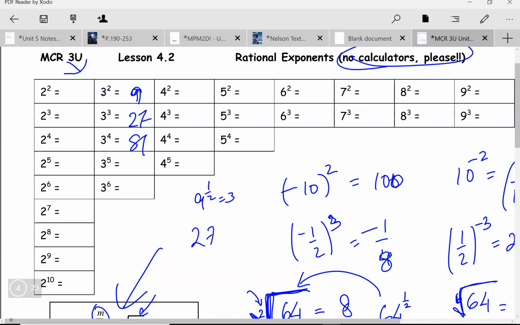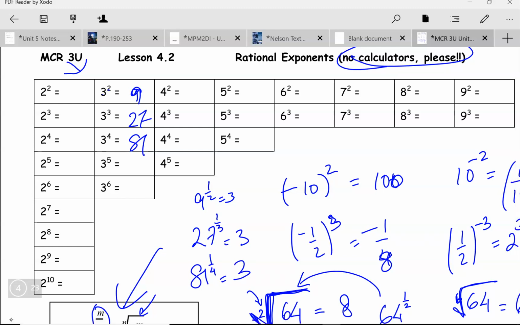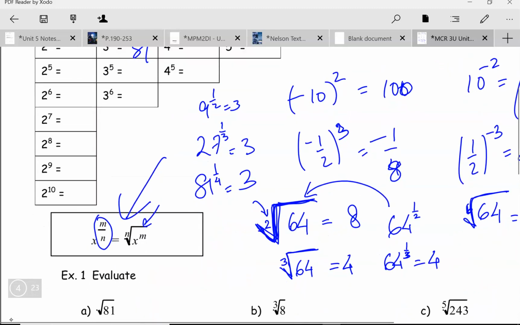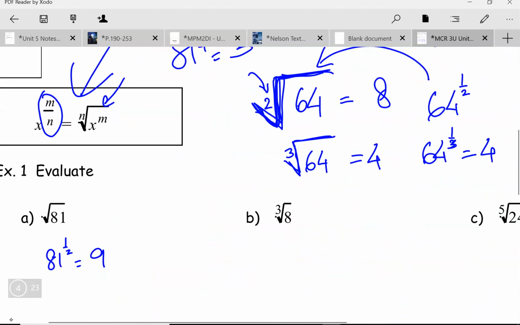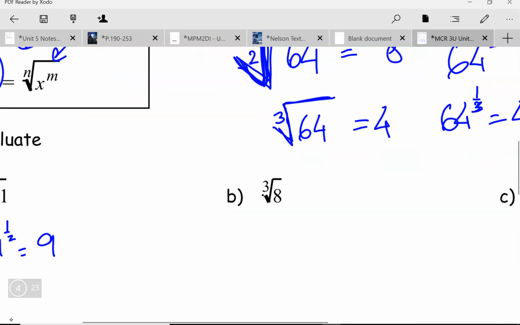27 to the power of 1/3. The cube root of 27 is 3, the opposite of cubed. 81 to the 1/4. It's the 4th root, opposite of to the power of 4. That's also 3. So hopefully we're seeing the usefulness of this table, and we can appreciate why it's useful to learn that table.